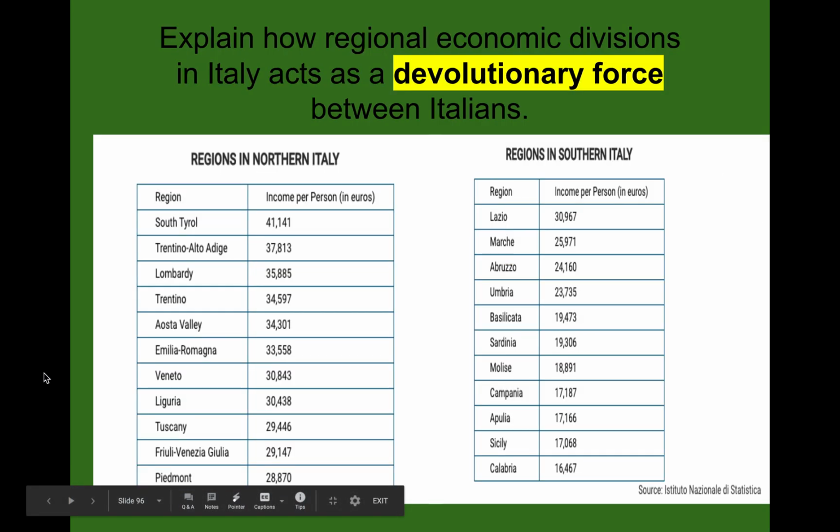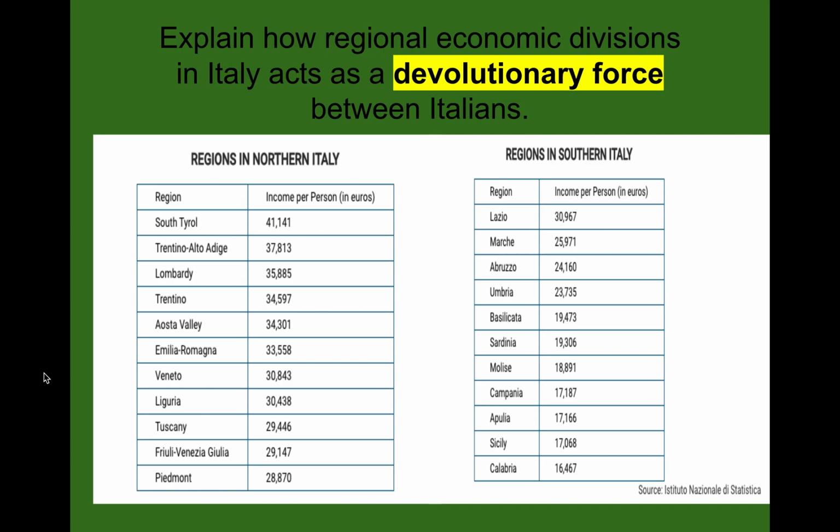All right. Here are regional economic divisions in Italy. So we see possible devolution within Italy itself into northern and southern regions. We can see that in the northern regions, economically, they're more stable, and in the south, they're less economically stable. Again, these economic disparities can lead to devolution, a breakdown of a state into smaller states.